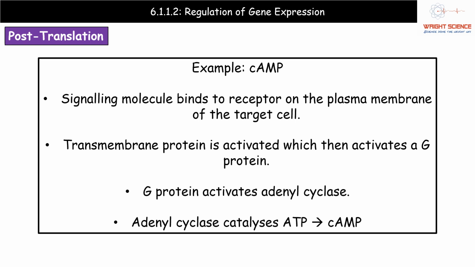Okay, so the first thing that happens is we're going to have some kind of signaling molecule binding to the receptor on the plasma membrane of our target cell. This could very well be a hormone, for example. As a result of that binding to the receptor, we will activate this transmembrane protein, which activates a G protein. A transmembrane protein is obviously a protein that spans the membrane, and that is then going to activate another type of protein, these G proteins, which act kind of like a switch in our cells. That G protein activates another enzyme, adenyl cyclase, and the adenyl cyclase catalyzes the conversion of ATP into cyclic AMP.